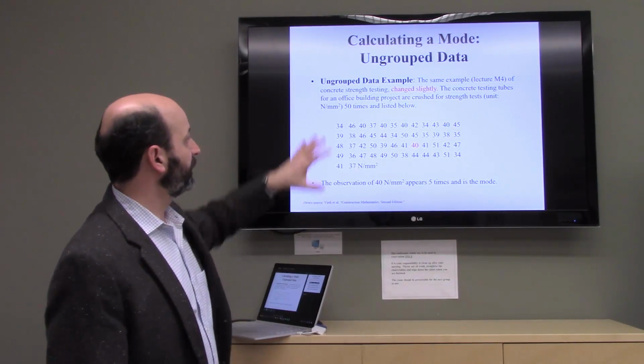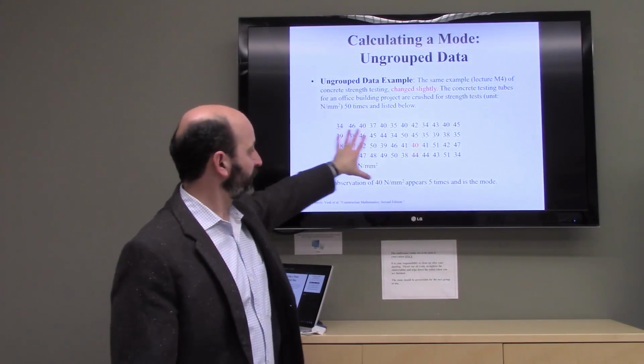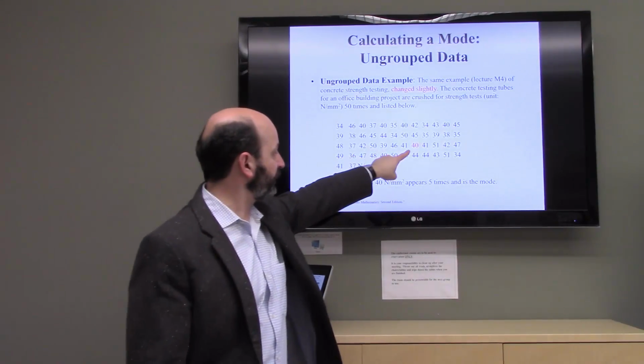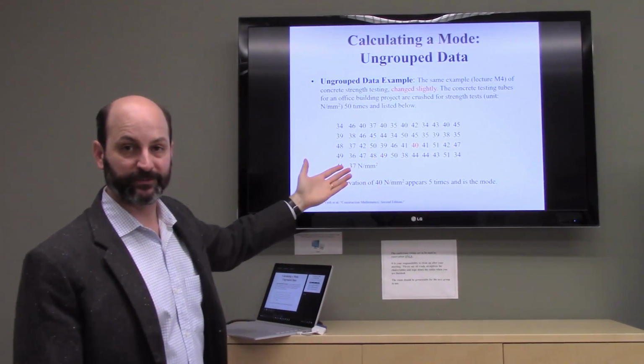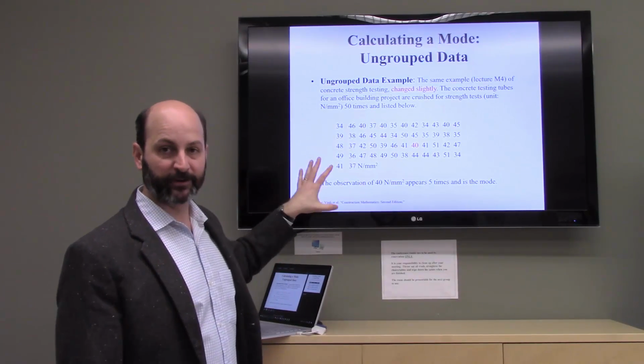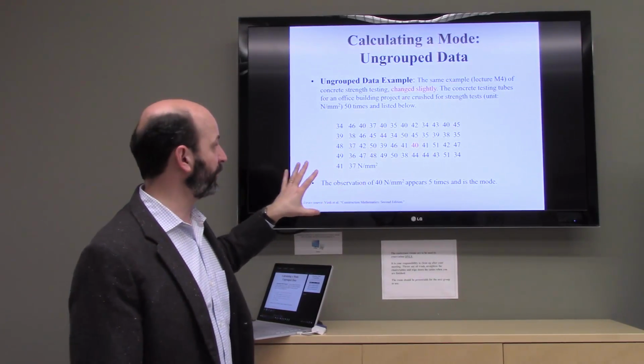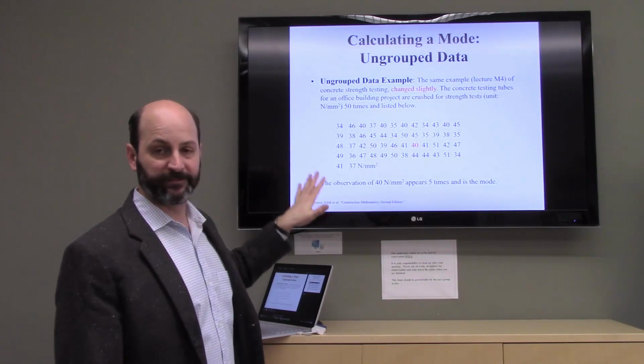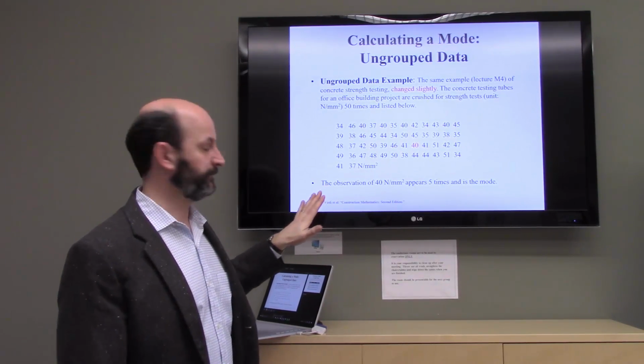All right, so ungrouped data again. We're just dealing with the raw data here. I've changed this one value from the previous raw data set that I showed you. You can go back and look at it. But again, we're dealing with concrete test tubes and strength tests on those test tubes. And we have 50 observations. So N is 50.